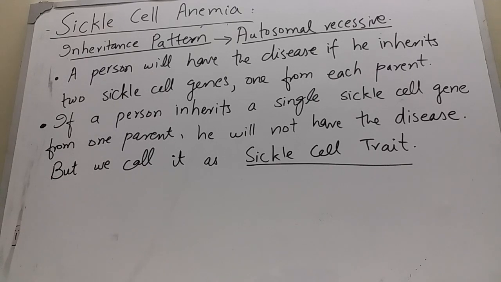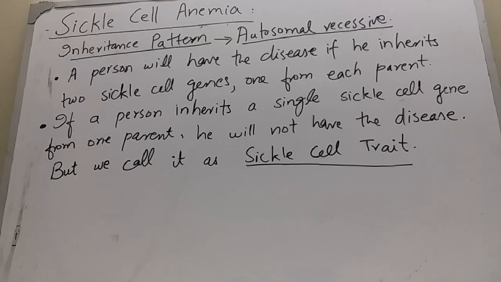A person inherits only a single sickle cell gene from one parent. So such a person will not have the disease. We can say he or she may be a carrier, and such a condition is known as sickle cell trait.